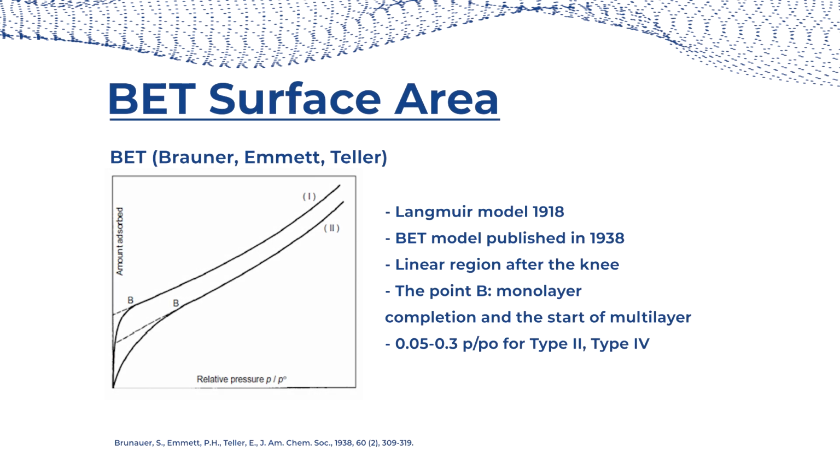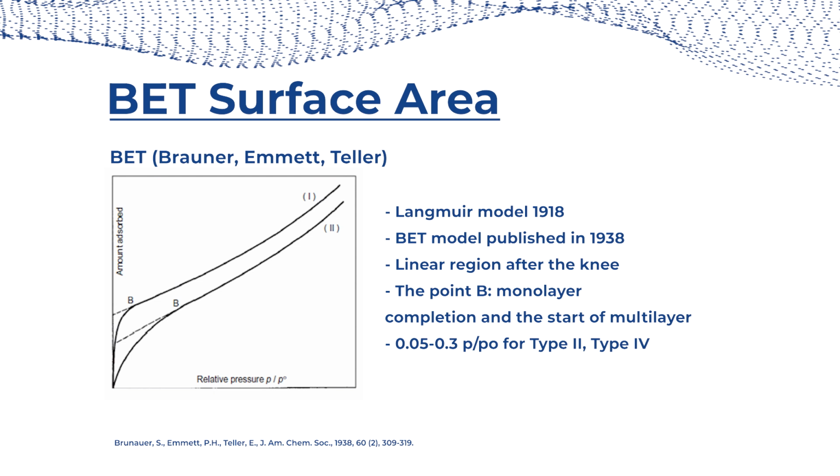BET stands for Brunauer, Emmett, and Teller, which are the names of the people who came up with this model. The BET model was essentially the extension of the Langmuir model. Langmuir was the first person to propose using the gas adsorption to calculate the surface area of a material by knowing the volume of a single layer of molecules that is adsorbed, which is known as the monolayer capacity. But Langmuir assumed that only monolayer happens at any given pressure, which is not the case in reality. So BET extended this model to account for multilayer adsorption.